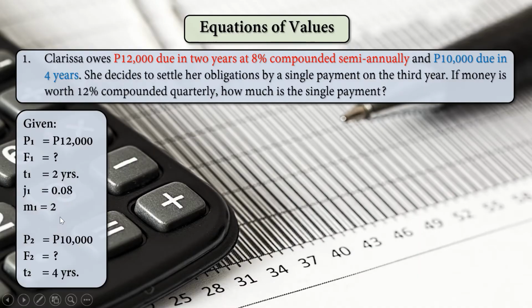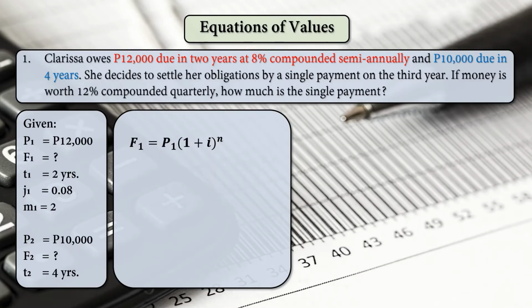And so, our given for our P1, our present value 1, is 12,000 pesos. Our F1 will be unknown. Ito yung isusolve muna natin kung magkano yung future value niya after 2 years. Okay, so T1 is 2 years, J1 is 0.08, and M1 is 2. And for the second obligation, P2 is equal to 10,000, F2 is unknown, and T is 4 years.